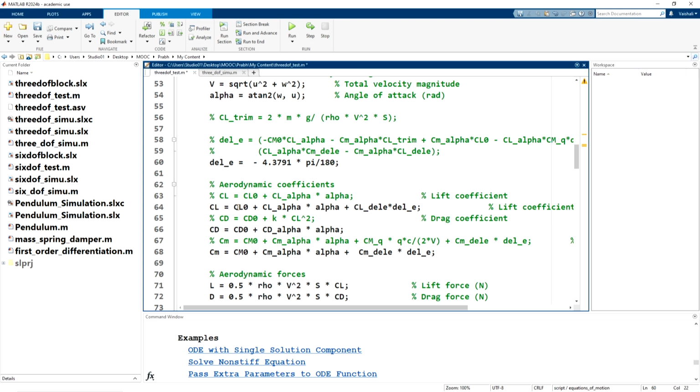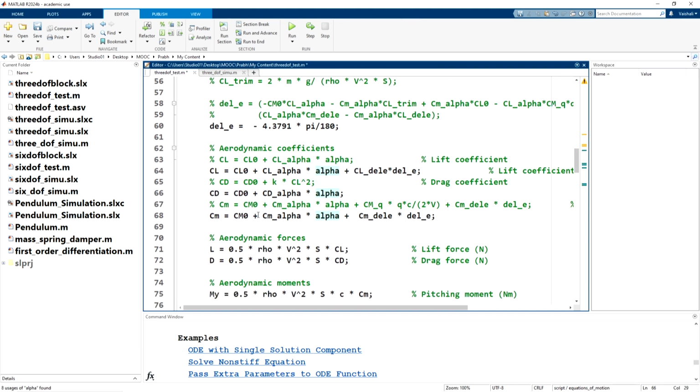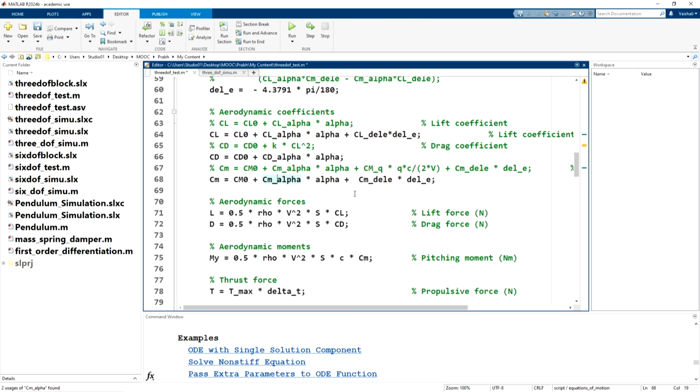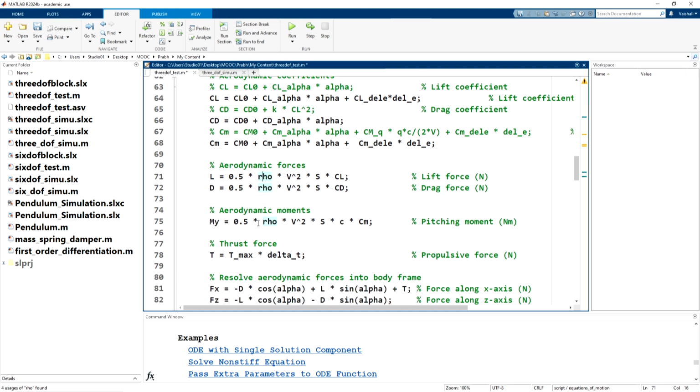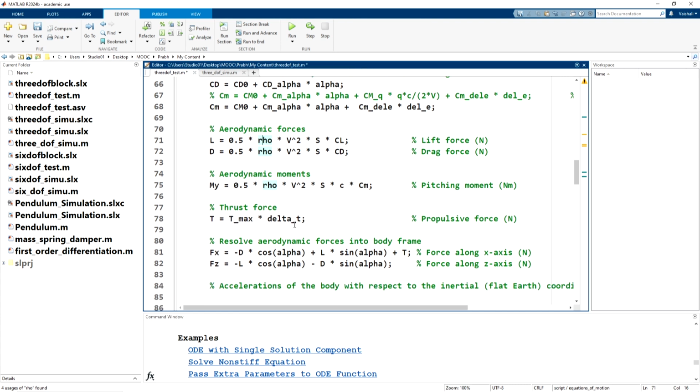And these are the aerodynamic coefficients: CL equals CL0 plus CL alpha into alpha plus CL delta E into delta E, CD equals CD0 plus CD alpha into alpha, and then CM is CM0 plus CM alpha into alpha plus CM delta E into delta E. Aerodynamic forces I have mentioned before: L equals half rho V squared S into CL, D equals half rho V squared S into CD. Then the pitching moment, half rho V squared S c into CM. And what is T? T max into delta T, the propulsive force.